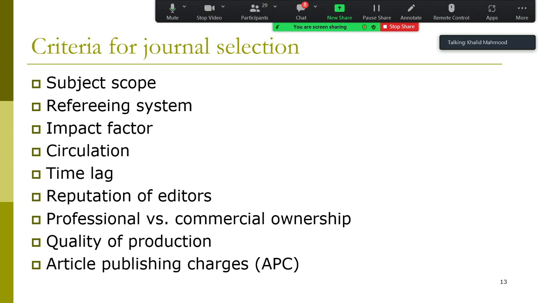You can see the time lag, how much time they take to publish your article. You have to see the reputation of editors, whether they are professors or professionals. You have to see the professional versus commercial ownership. Some journals are published by commercial publishers and others are published by professional organizations, just like IFLA in our field. The quality of production is very important in this regard. And last but not least, the article publishing charges. It is very common these days. So how much money they are charging from the authors.